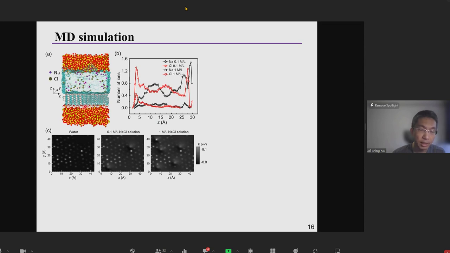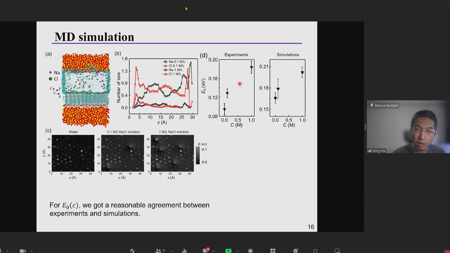And by conducting it with an NVT ensemble, we can get the equilibrium configurations, and you can do the statistics. And by doing very nice statistics for the energy barriers with concentrations being zero, 0.1 molar and 1 molar, you can estimate the delta E also from MD simulations, as shown in figure D here. So in figure D, the x-axis is the concentration of the solution, the y-axis is the energy barrier E0. This is the experiment, and this is directly calculated from our MD simulations. Somehow we got a reasonable agreement between the experiment and MD simulations, also validating that the atomic picture we have in mind, which is inspired by the theory, should hold.